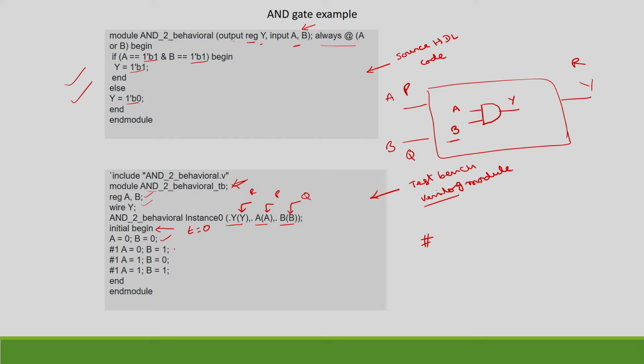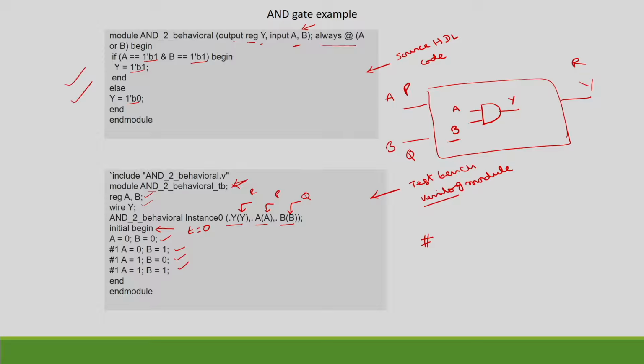After a delay of 1 second, A is equal to 0, B is equal to 1. After another 1 second, A is equal to 1, B is equal to 0. After another 1 second, A is equal to 1, B is equal to 1. Then end, and then end module. This is the test bench corresponding to a simple 2 input AND gate.